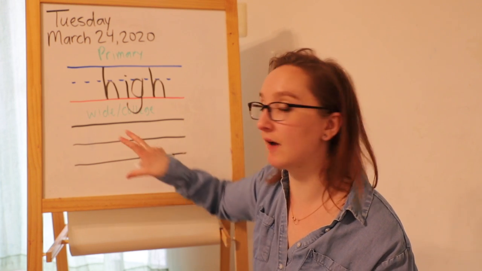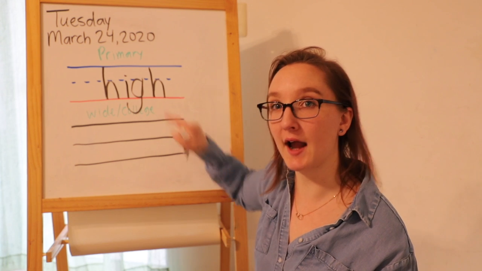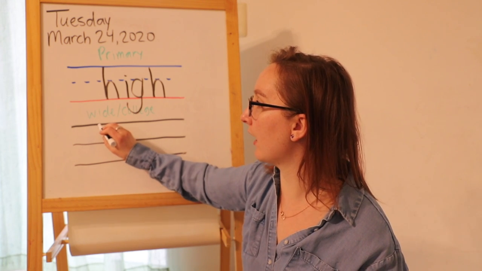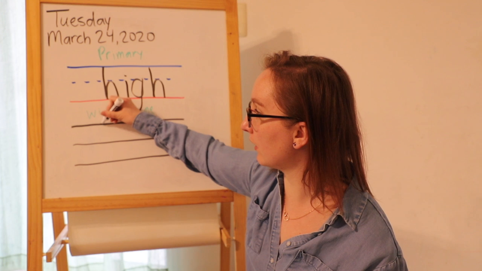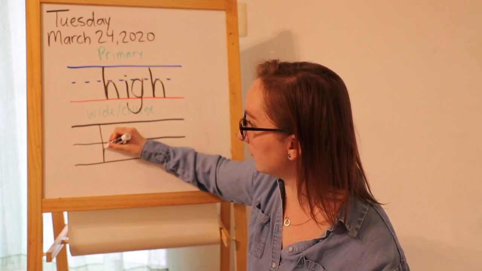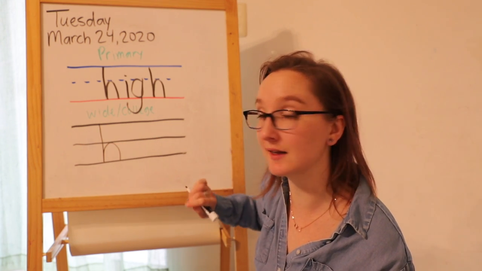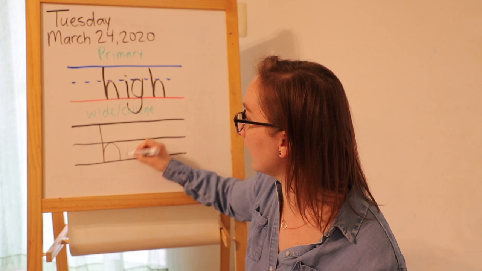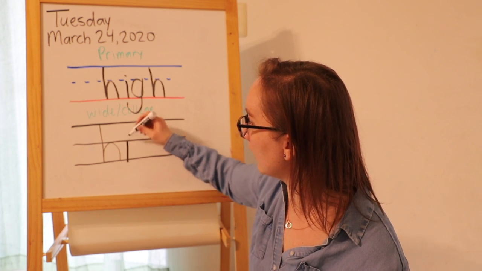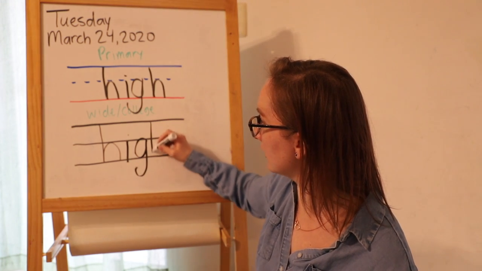So I want you to do your writing taking up 2 lines. So if we were going to write hi again, we would start up at the very top of the first one and go all the way down to the bottom of the second one. Bring it around, treat that middle line like it's our dotted line. I, G, H.